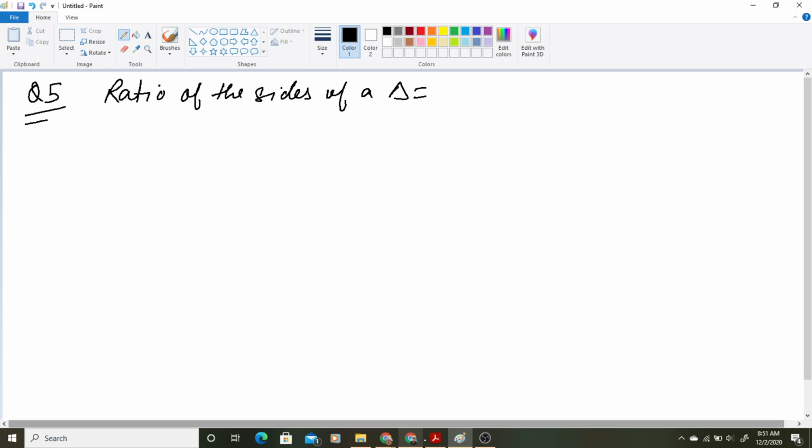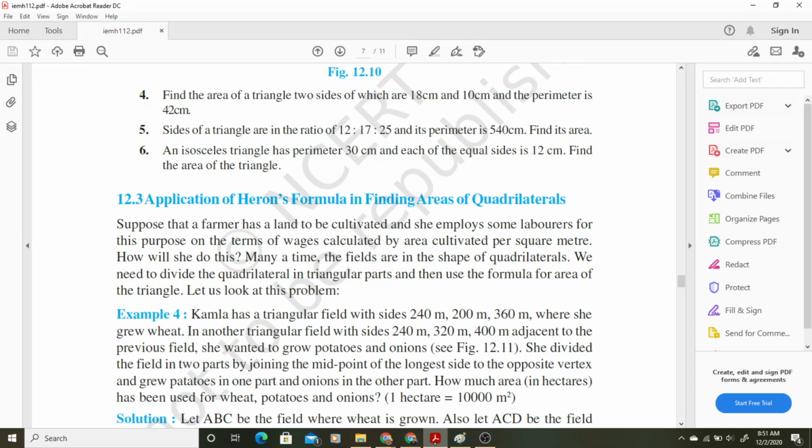Ratio of the sides of a triangle, that is 12, 17, 25. And also we are given the perimeter. What is the perimeter we are given? It is 540 centimeter. It is centimeter, correct. And we need to find the area of the triangle.